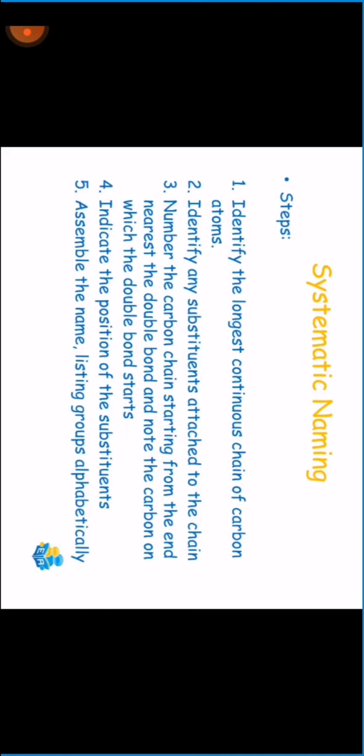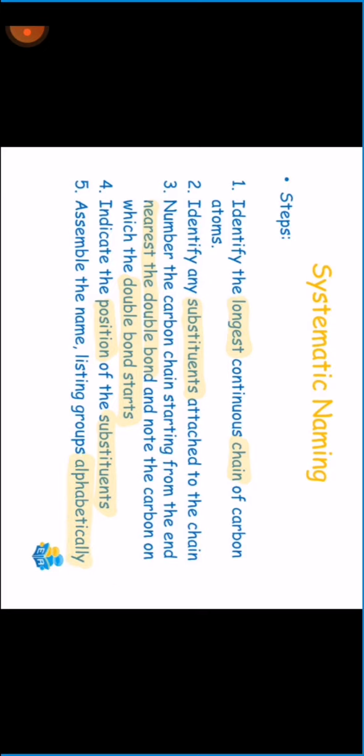The systematic naming for alkenes is pretty similar to the alkanes. You identify your longest chain of carbon atoms. You identify any substituents. However, when numbering with the alkenes, you start numbering with the end nearest the double bond and note the carbon on which the double bond starts. Then you indicate the position of your substituents and you assemble the name, listing them alphabetically.